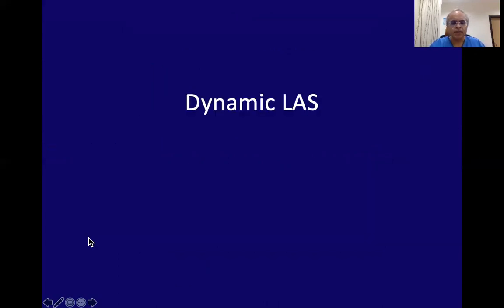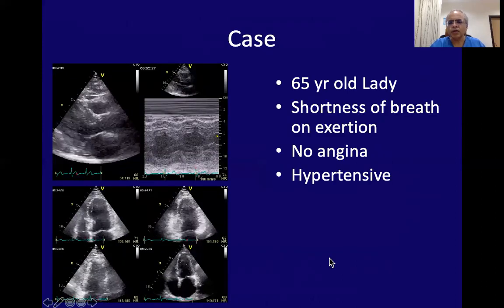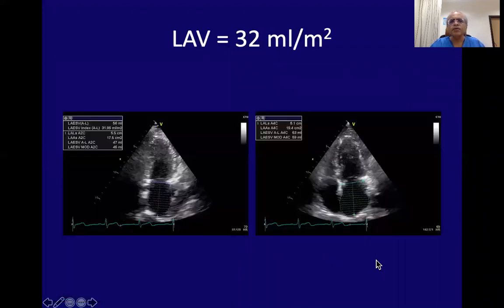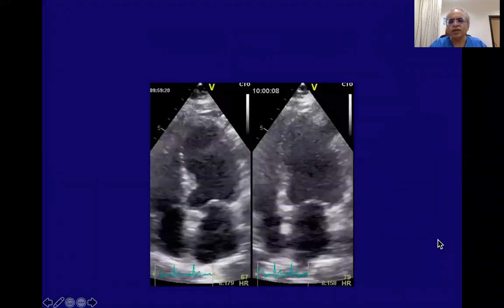We can look at the dynamic LS strain. Let us look at this case. She's a 65-year-old lady with shortness of breath, and obviously we want to rule out HFpEF in her case. Now, this is a LA volume which is 32 ml. We just get one score here with the PEF score. The mass is 99. We don't get any score.